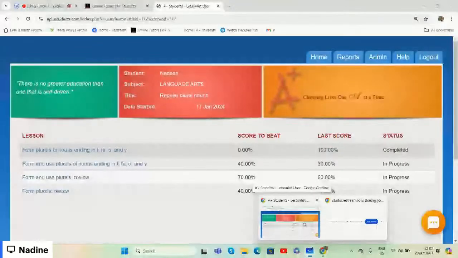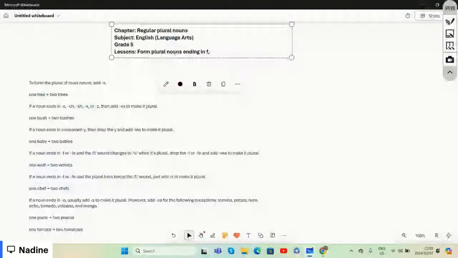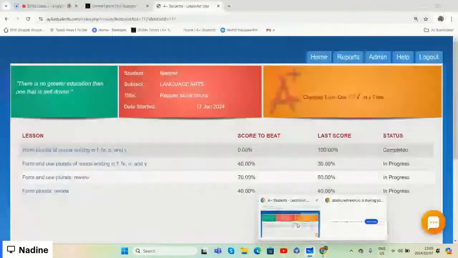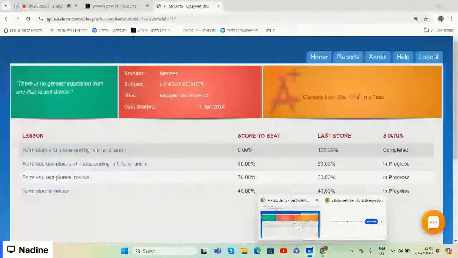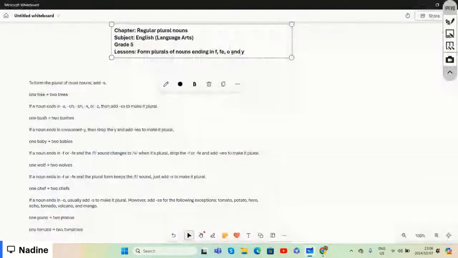So we're going to form plurals of nouns ending in F, E, O, Y. So that's going to be our lessons for the day. We're going to form plurals of nouns ending in F, E, O, and Y. That is the lesson.